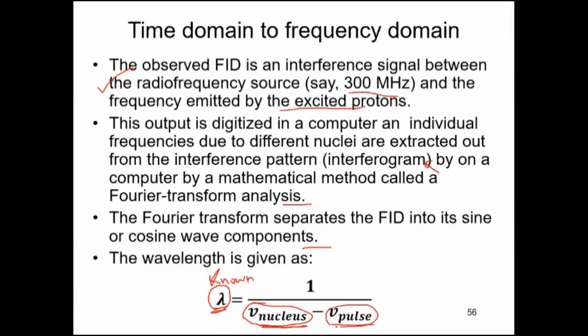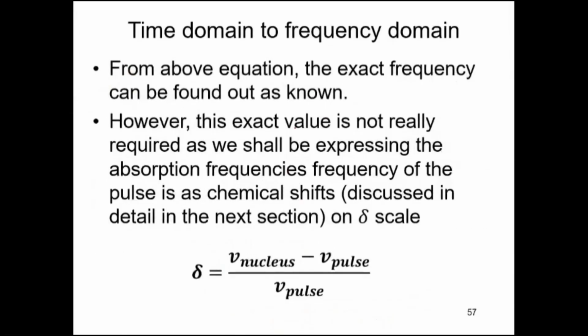Then you know what pulse you are inputting, what pulse you are using. Suppose you are using 300 megahertz pulse. So that frequency you will know. So if these two values are known, you can calculate frequency of the nucleus. So from above equation, the exact frequency can be found out. However, this exact value is not really required, as we shall be expressing the absorption frequencies relative to the frequency of the pulse as chemical shift. We will discuss that again in the next step.